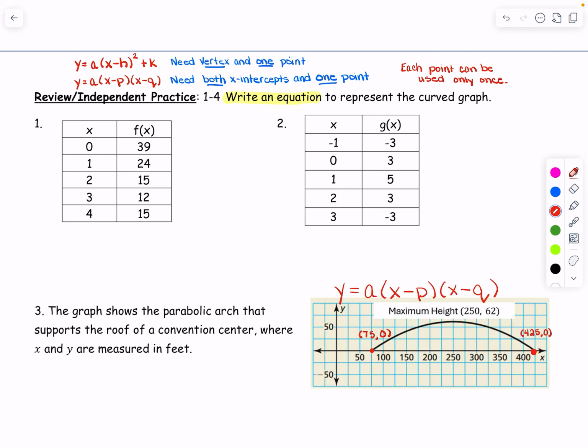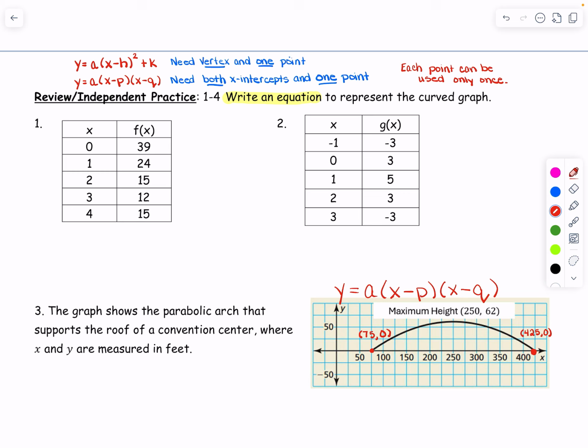Hey guys, let's go ahead and get started on the review here. We are going to be writing an equation that represents the graph on examples 1 through 4. Now, when we're writing the equation, we are going to start off by writing it in vertex form and writing it in factored form. We do not write them in standard form.